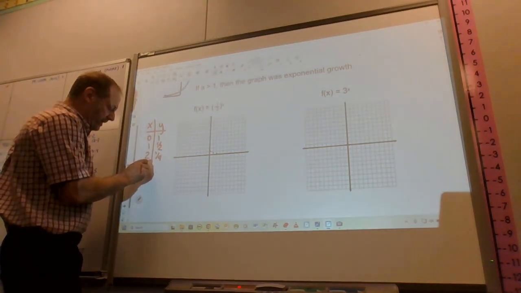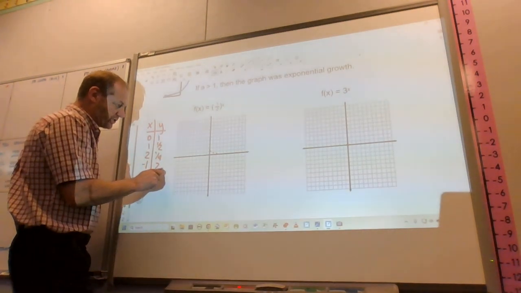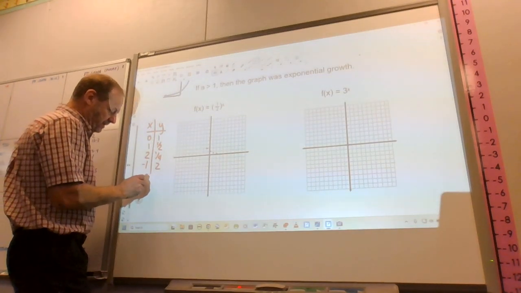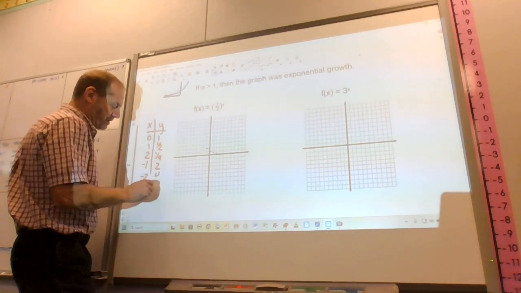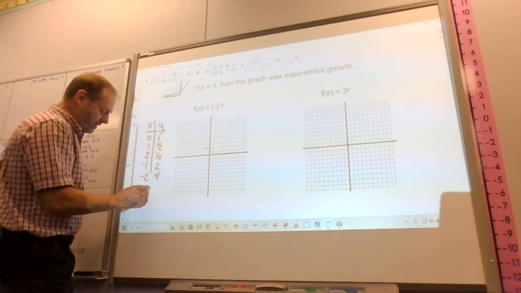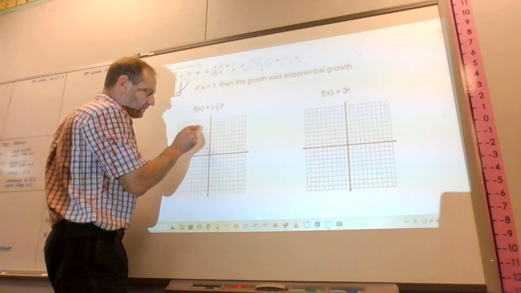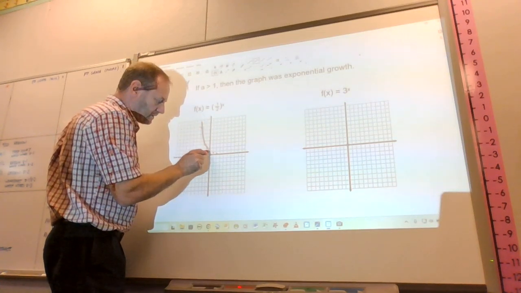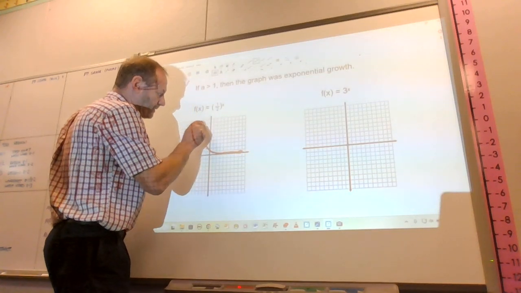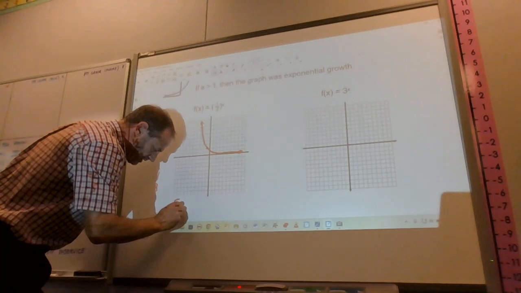Now what if we go the other way? -1 would give me 1/2 to the -1 power, which would be 2. And -2 would give me 4. And -3 would give me 8. So this is what this graph would look like. This is definitely exponential decay.